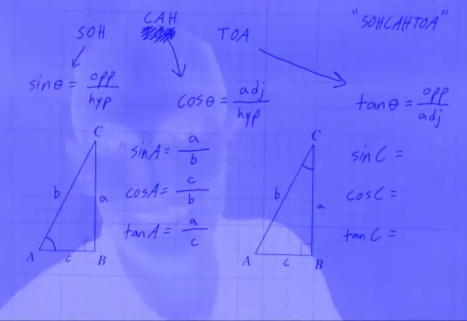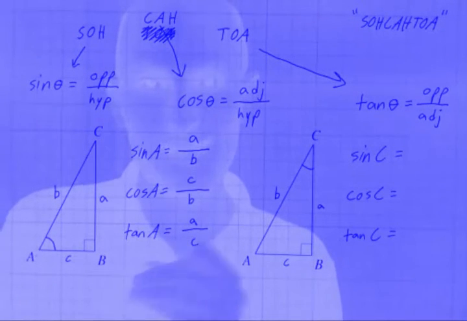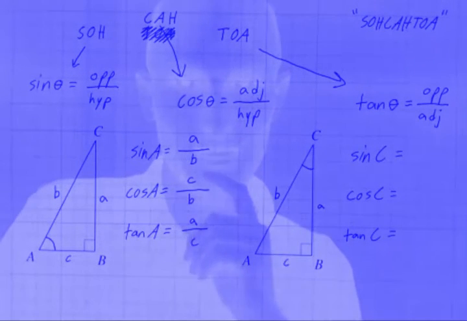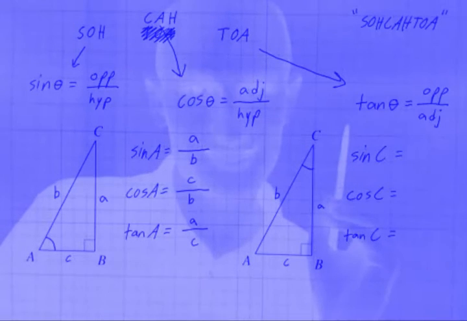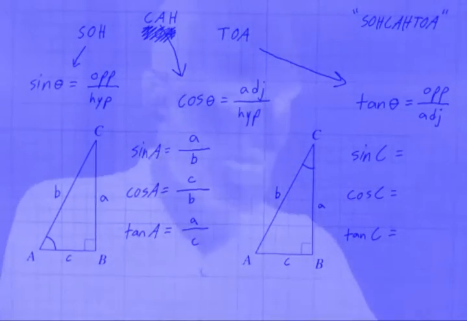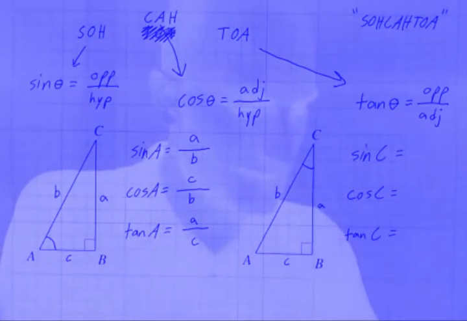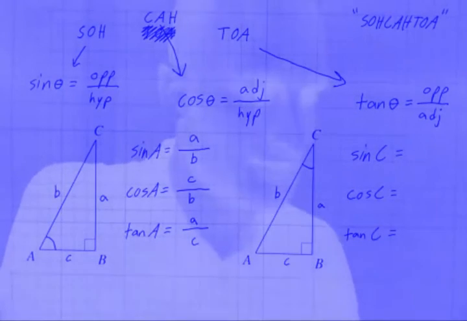Okay, now I'm going to tell you something right now. When the angle changes, like we just changed from A to C, the opposite and adjacent sides change, but the hypotenuse is still the same because the hypotenuse is still opposite the right angle. The right angle is right here, and opposite that is B, okay?